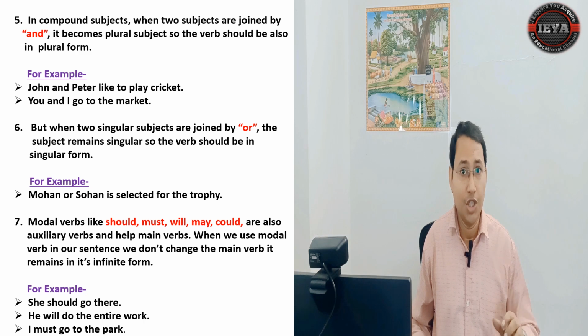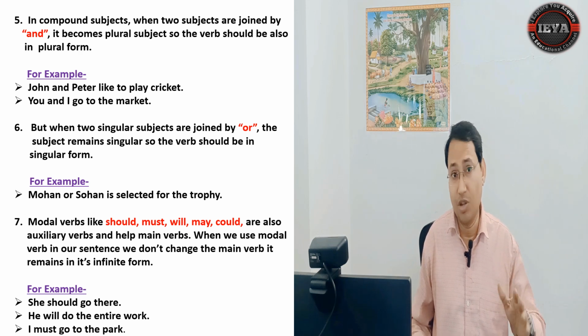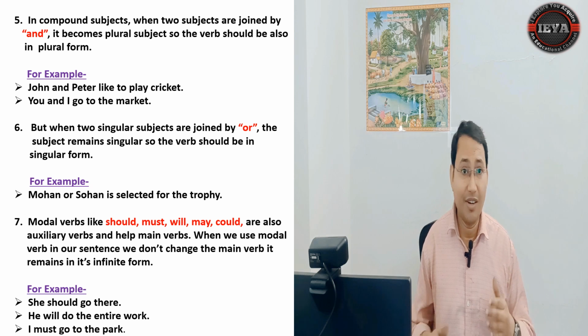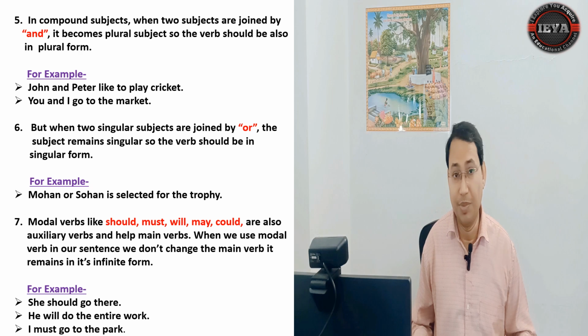For example, John and Peter like to play cricket. You and I go to the market. Here, John is an individual and Peter is also an individual, but when they are combined, they are not a single person. They are together, right? So it becomes plural. So we use like and go in plural form.